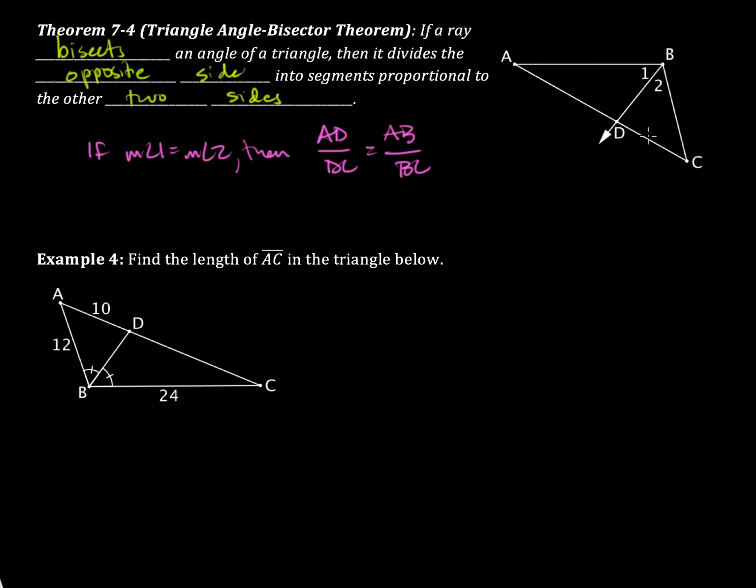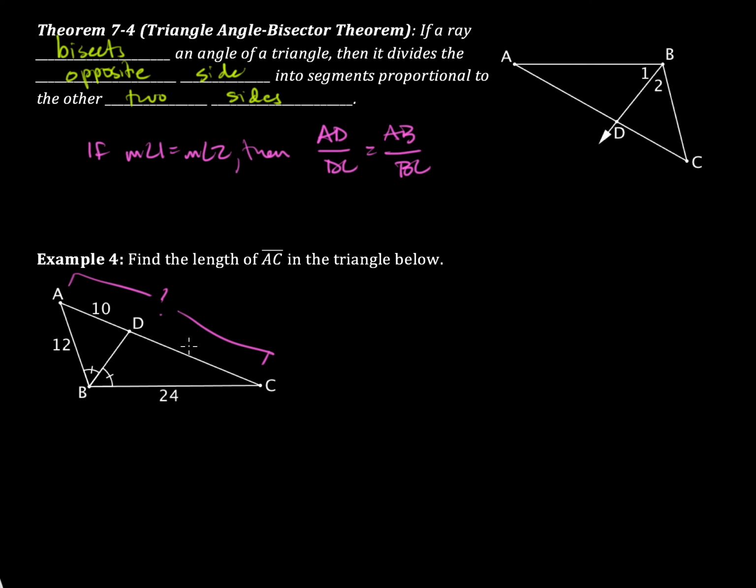The two parts of the opposite side from this angle, here's the angle that got bisected, here's the opposite side. Its two parts that were created by this bisector right here are going to be proportional to the other two sides of the triangle. So if I look at example 4 here, I've got this angle that got bisected. Angle ABC was bisected by segment BD. You can see it created two smaller congruent angles. I got AB as a length of 12, BC as a length of 24, AD has a length of 10, and I want to know what is this entire length there.